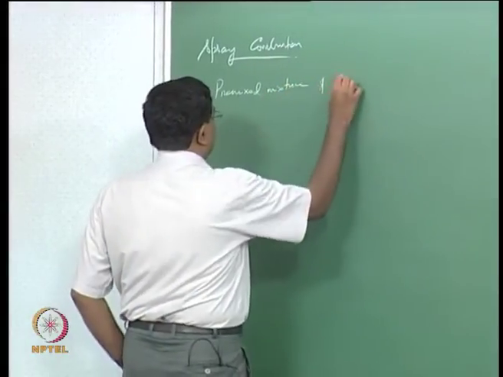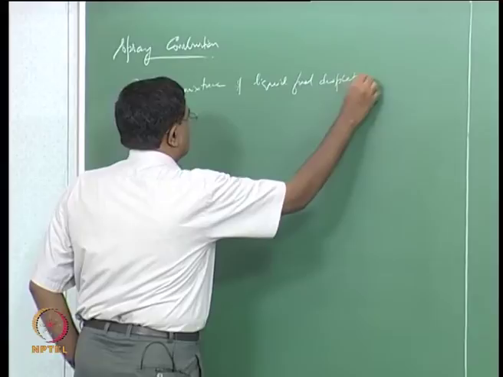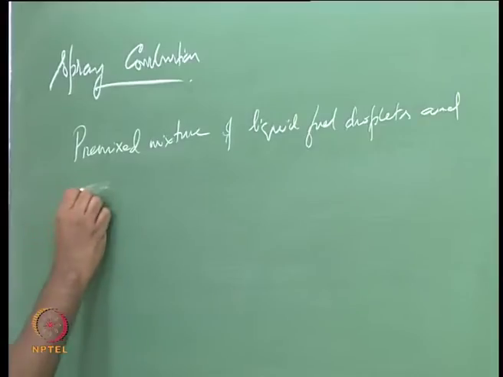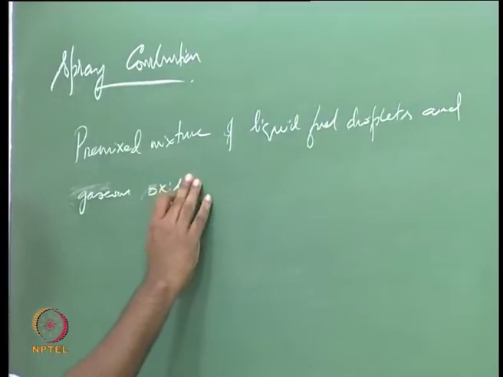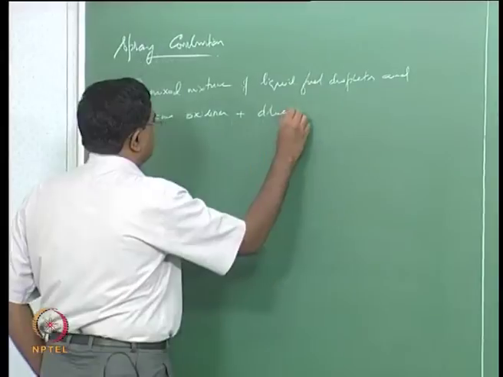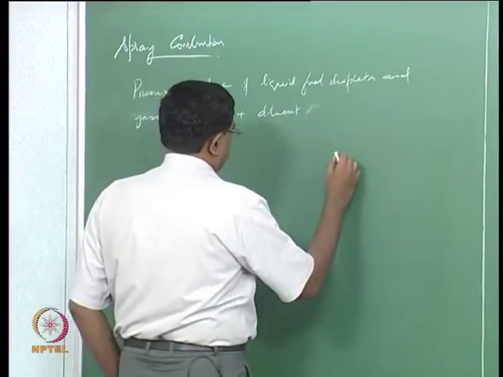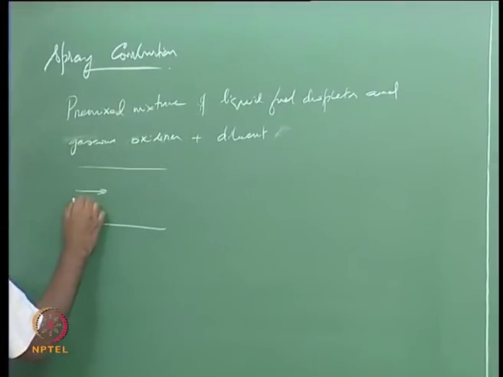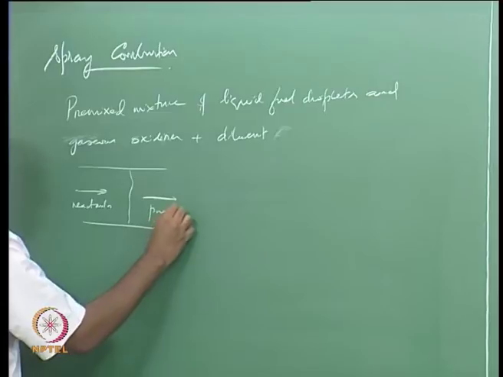A mixture of liquid fuel droplets and gaseous oxidizer plus inert or diluent, right. So as I said, you could have possibilities, or let's say you have a tube and then you have the reactants, and then you have a flame, and then you have products.